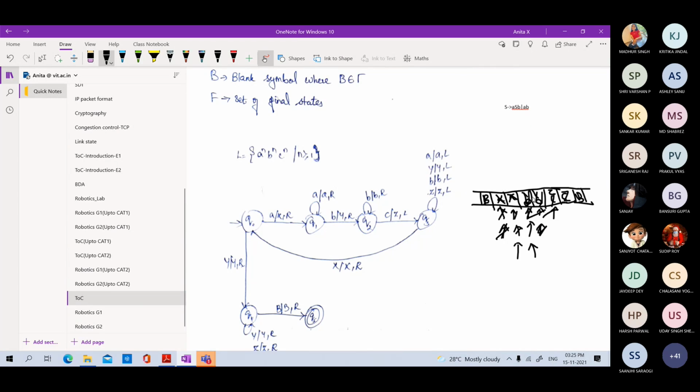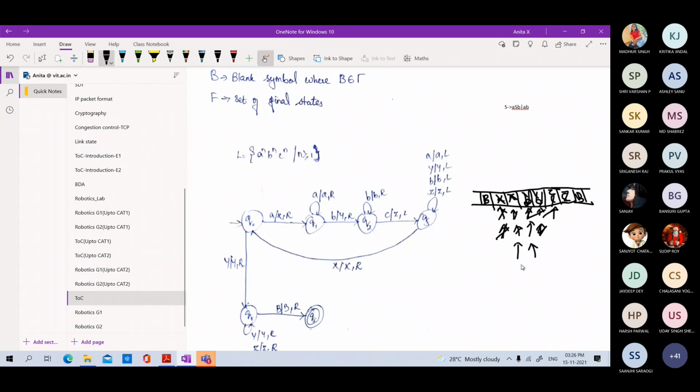Can you all get me? If there is variation in number of A's, B's and C's, I will be having remaining B or C or A. Okay, so if all are of equal count, I'll be having only sequence of X, Y and Z. That we are going to check over here.